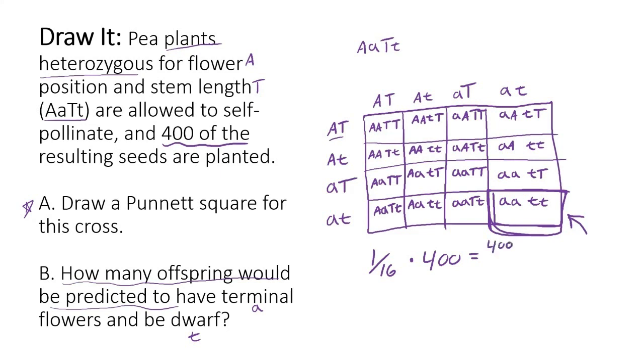That would equal 400 over 16, which would equal 200 over 8, which would equal 100 over 4, which would equal 25. I didn't happen to have a calculator in front of me, but the answer would be 25 individuals would be expected to have terminal flowers and be dwarf.